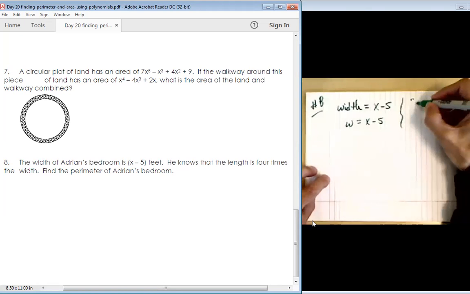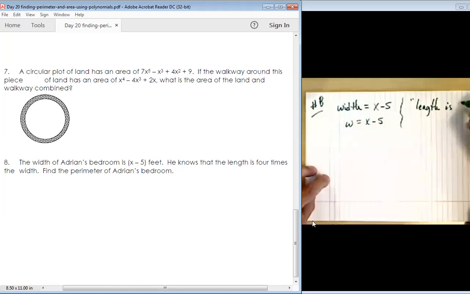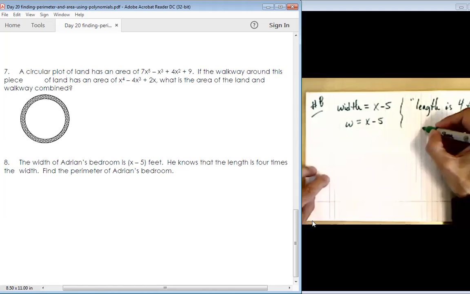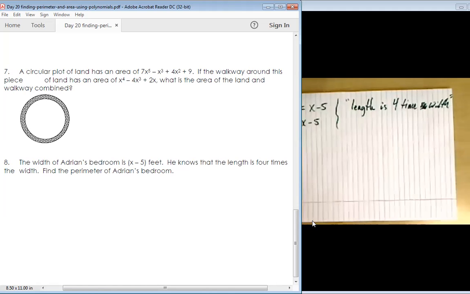It says length is 4 times the width. 4 times width. Nothing has changed. Well, that's no good. It will be x minus 25.